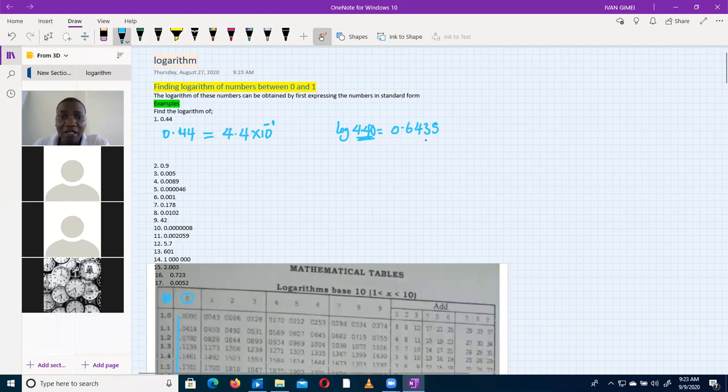So you notice that all the values you're getting from the mathematical tables are to 4 decimal places. Don't use your calculator and write them to 2 decimal places. There's no way you get 3 decimal places from a mathematical table. It always gives 4 decimal places. So let's always respect that.